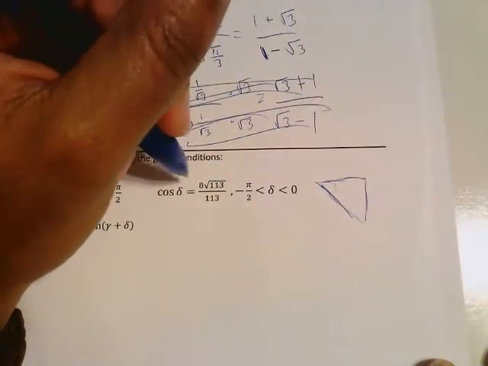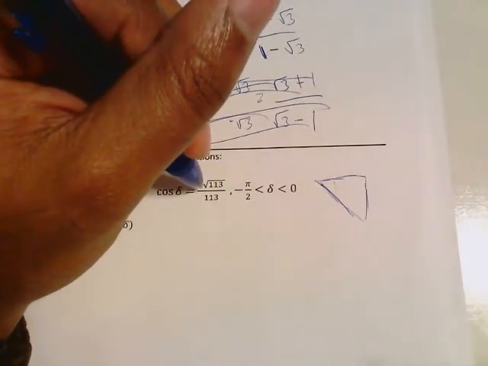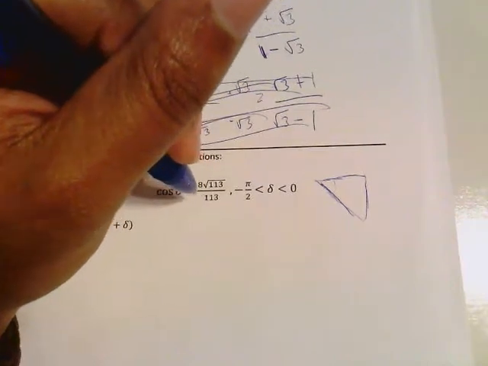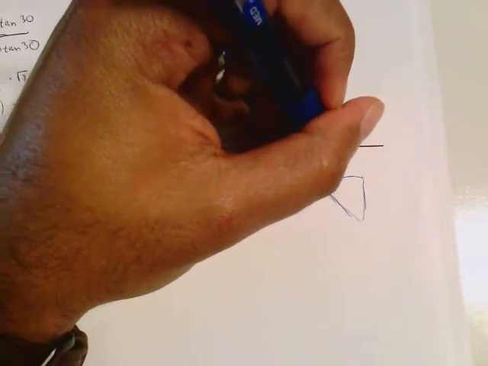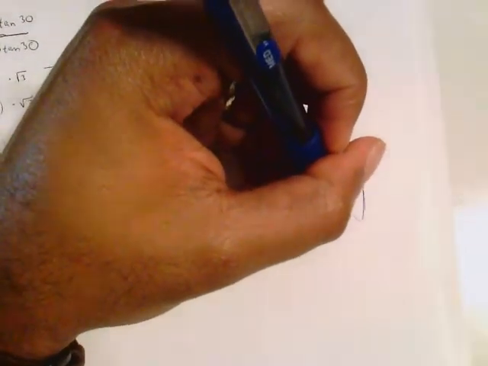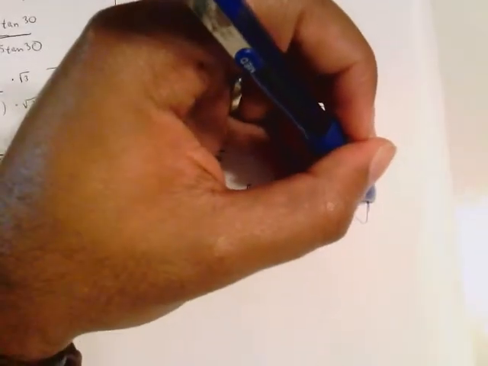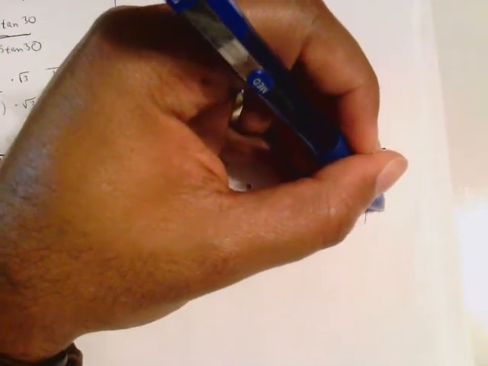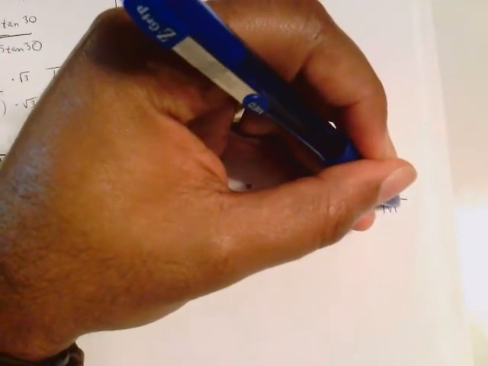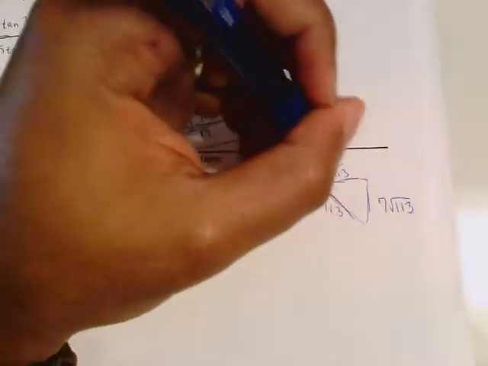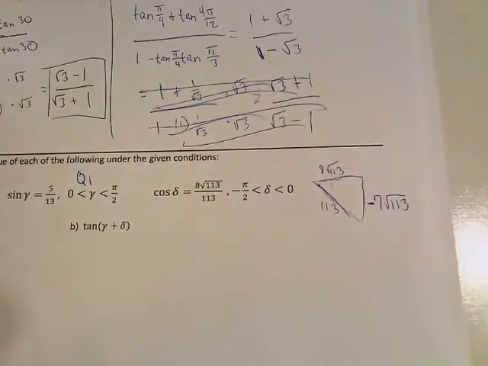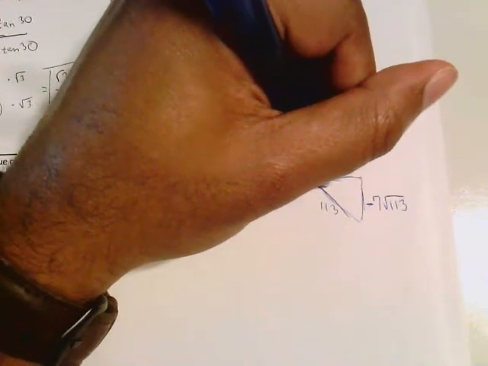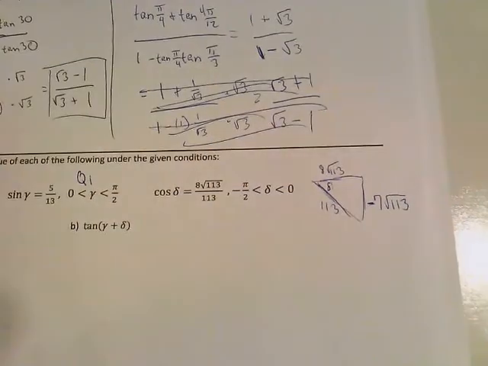So cosine is our adjacent side over hypotenuse. So we can label the triangle accordingly. So this would be 8 square root of 113. The hypotenuse is 113. Again, Pythagorean theorem will lead us to find that this side length is 7 square root of 113. And because it's in the fourth quadrant, the vertical distance is negative. So our sine value for delta will be negative. So here is our delta.